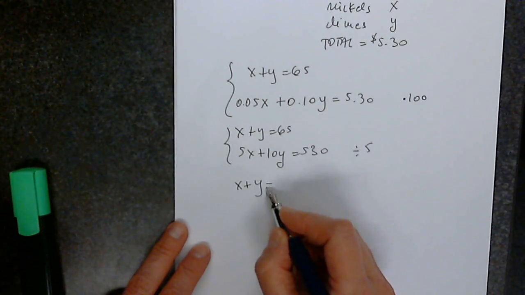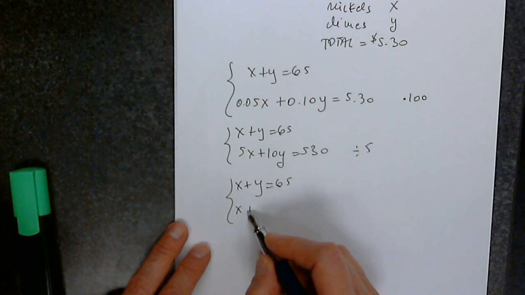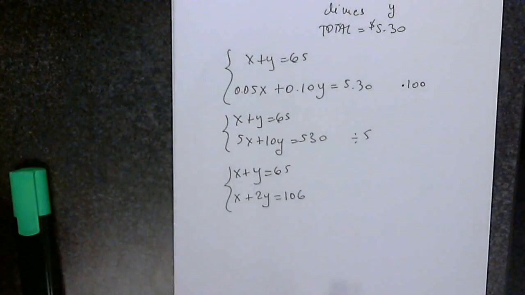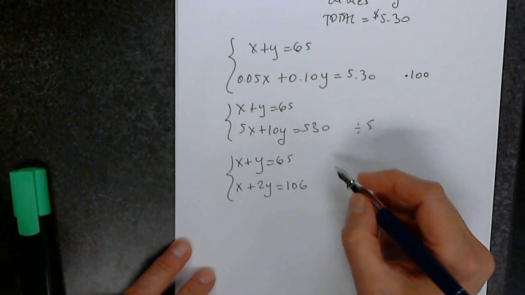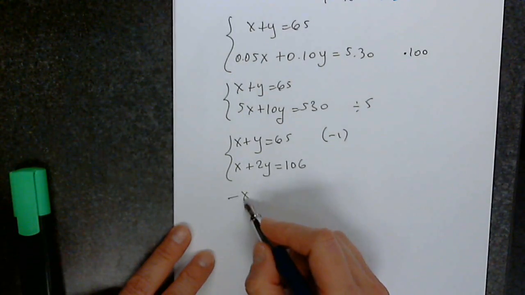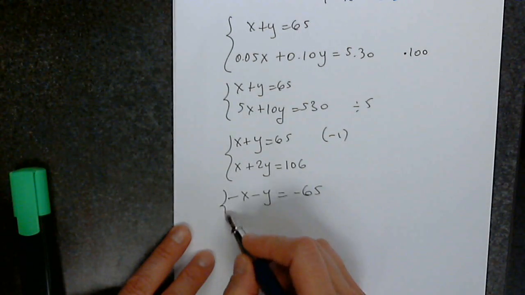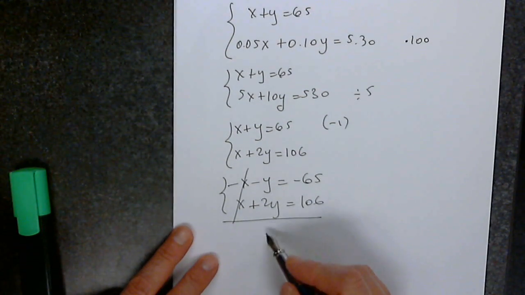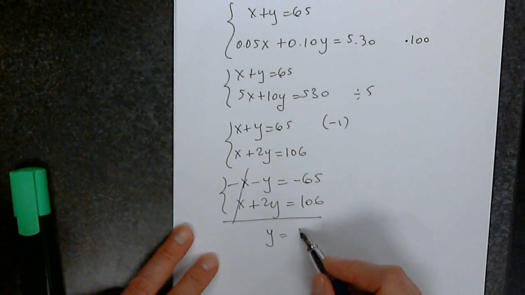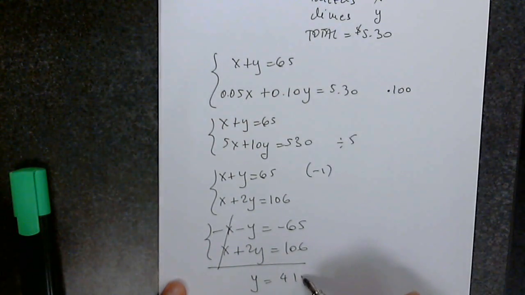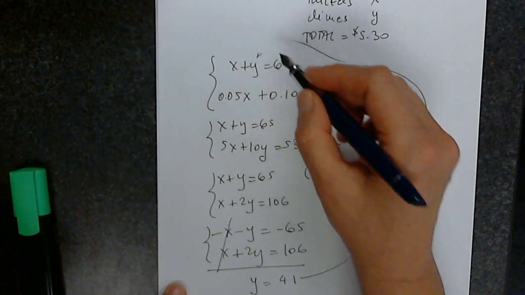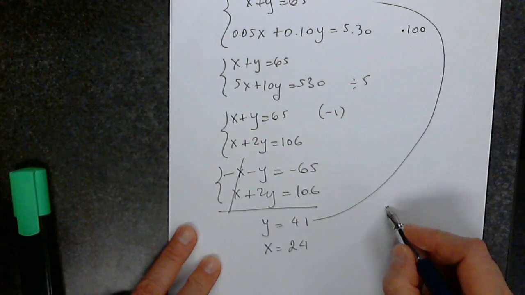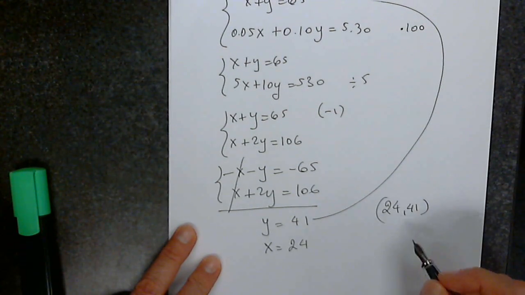So I have x plus y equals 65. And then x plus 2y equals 106. Good. That's perfect. And then I will multiply the first one by -1. Negative x, negative y equals -65. And x plus 2y is 106. I'm eliminating x, so then y equals 41. If y is 41, then x must be 24. So the ordered pair appears to be 24, 41.